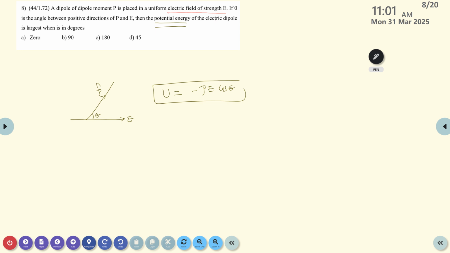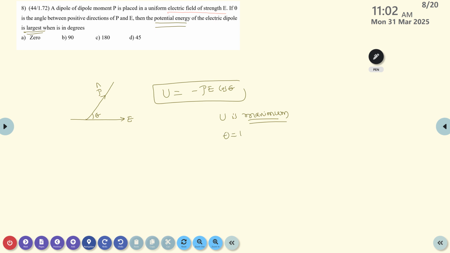Potential energy in the direction. If theta is the angle between the positive direction of P and E, then the potential energy of the electric dipole is largest. Oh, I have not read this one. That means maximum. That is largest means what? Maximum. Already I did here. U is maximum, he is asking. You should read carefully. That is largest.